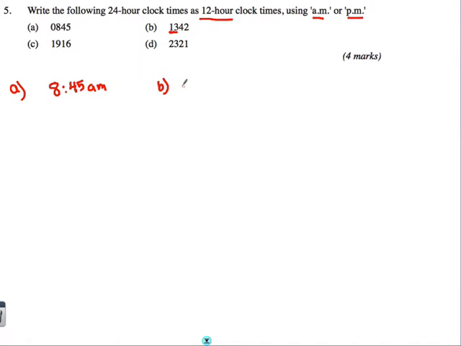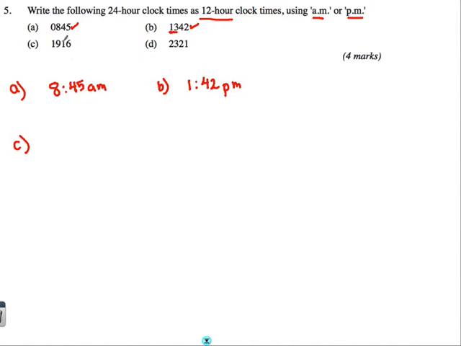13 take away 12 is 1, and it's in fact 1:42. Because we took away 12, it's going to be PM. A good way to check this is if you write it down and it's AM, to make it into 24-hour clock, if it's AM, we don't add 12. And look, we don't add 12, and it's correct. Now for question B, just to check, oh, it's PM, that's our answer. PM, so we add 12, so 12 add 1 is 13, and look, it's correct.